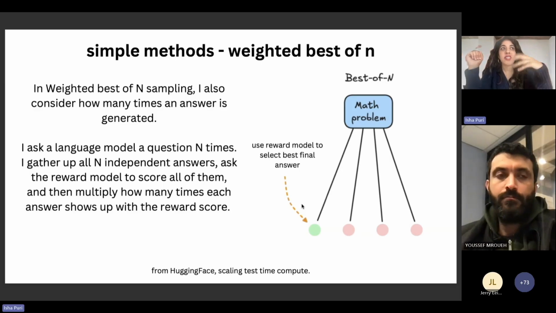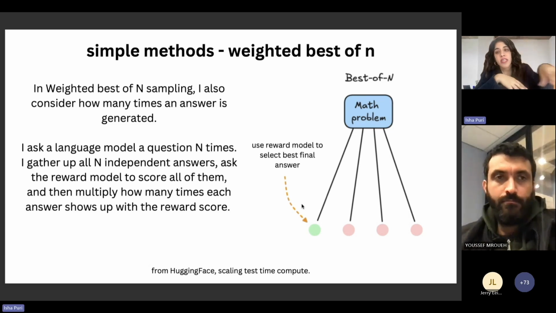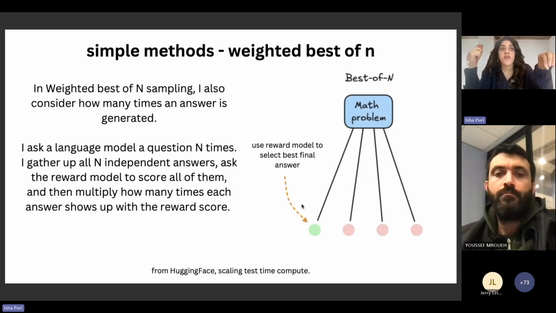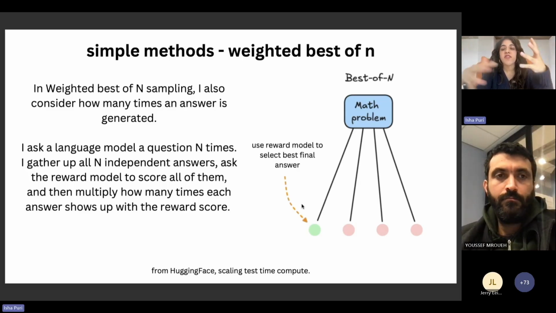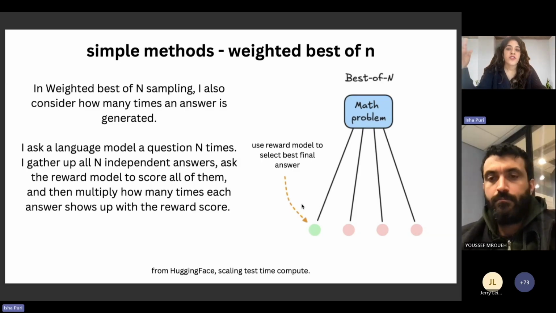So let's say you had an answer that came up 10 times, but had a score of 3. That would have a total value of 30, versus an answer that came up 4 times, but had a score of 8. That would be 32, and that would be the answer that gets chosen. So this is kind of a best of both worlds scenario, because you're able to harness how many times an answer comes up, but also you're able to use this external model to guide your choosing process.